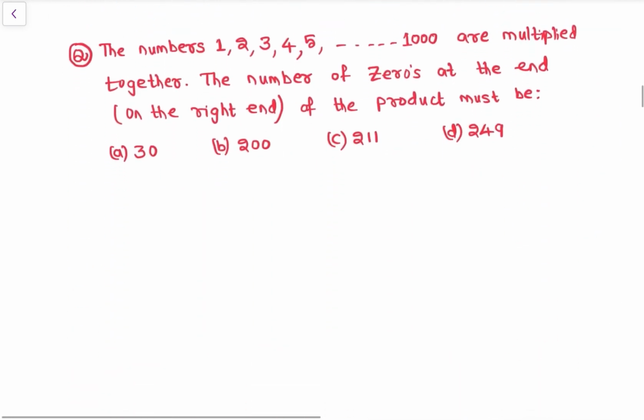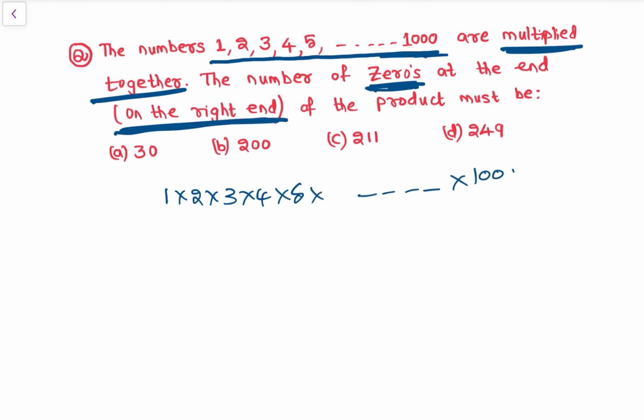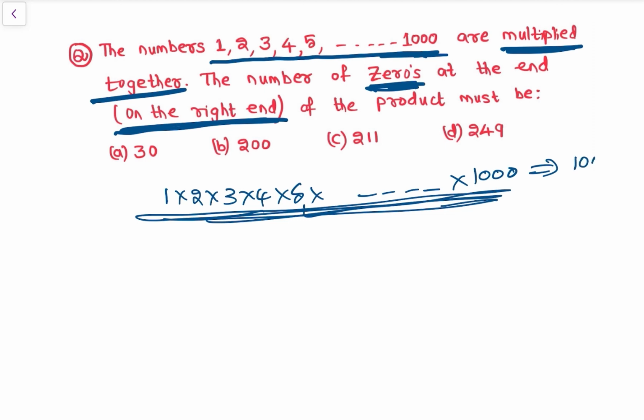Similarly, let's do this question. The numbers 1, 2, 3, 4, 5, and so on to 1000 are multiplied together. The number of zeros at the end, on the right end of the product. Right end of the product is the trailing end. The question is asking about the zeros when these numbers are multiplied. So that is 1 into 2 into 3 into 4 into 5 into so on into 1000. So this is what? A consecutive natural number series, or it can be written as 1000 factorial.